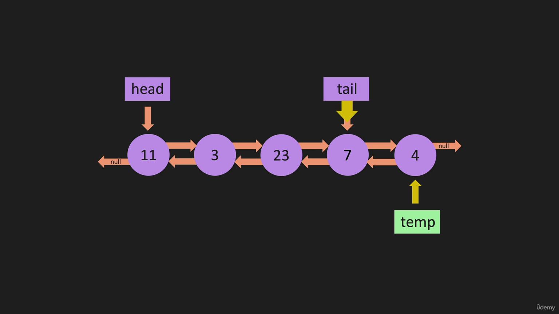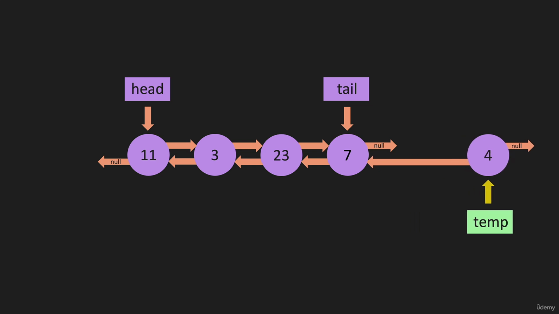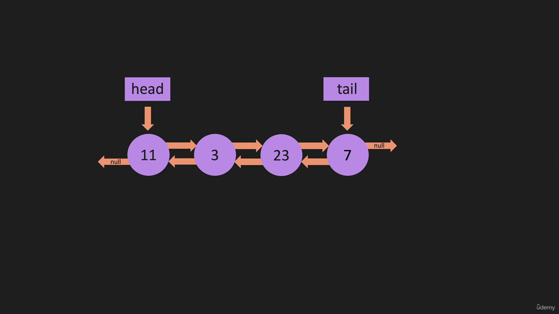Once that's moved over, we can say tail.next, we'll set that equal to null, and then temp.previous, we can set that equal to null, and that pops that off the end of the list. And then we just return temp, like that.